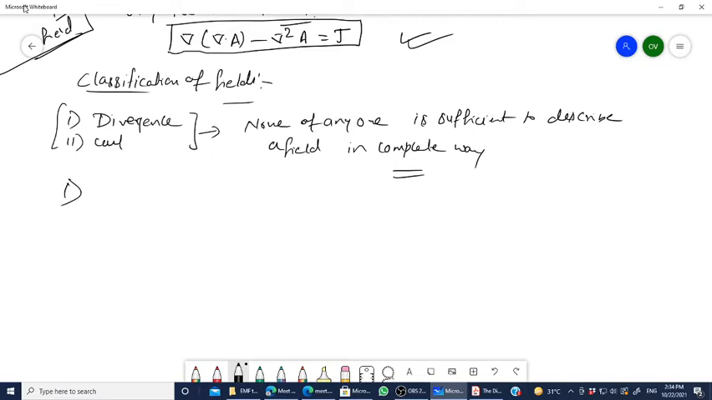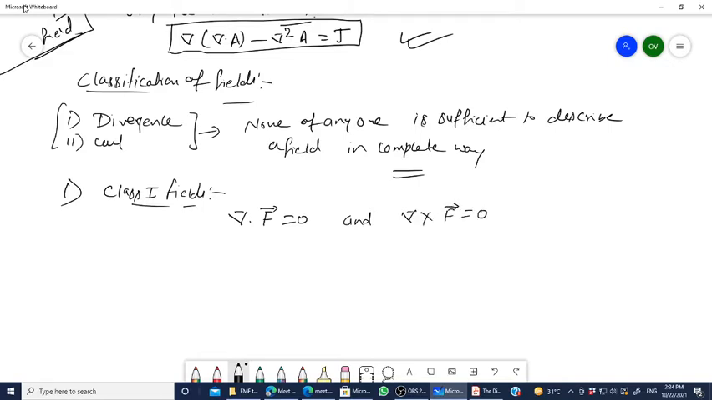The first category was the class 1 field. In the class 1 field, I am just repeating once again, the divergence of the vector field is equal to 0. We are considering the case in which the divergence of the vector field is 0, as well as the curl of the vector field is also 0.